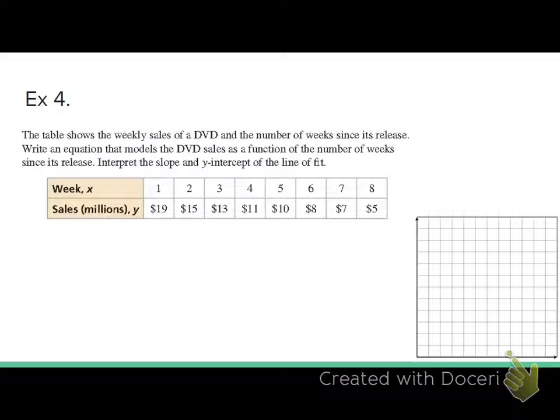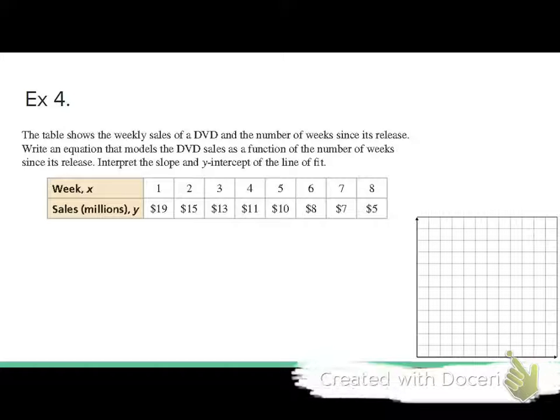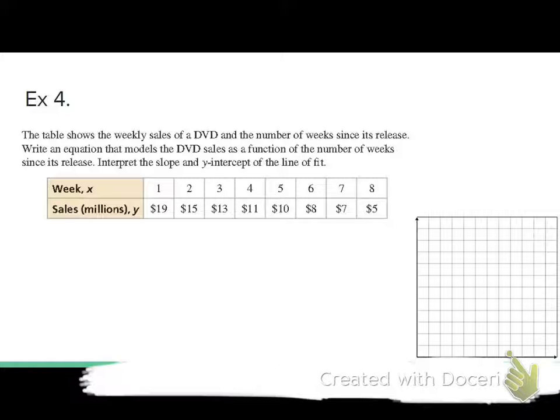So there's a lot that they want us to do, but if we look back on our last page, the first step is to make a scatter plot. That's our first step. So even though there's a lot that they're asking us to do, we definitely know how to get started. We need to make ourselves a scatter plot.